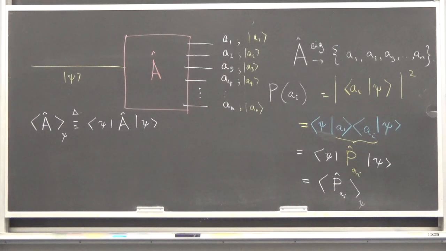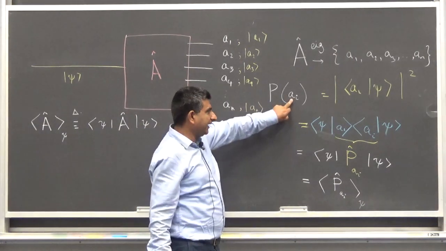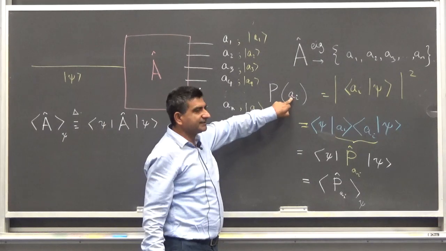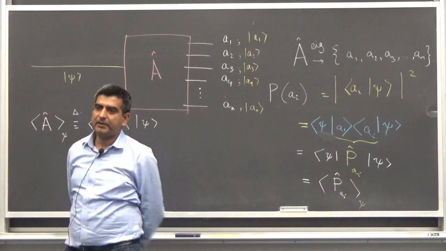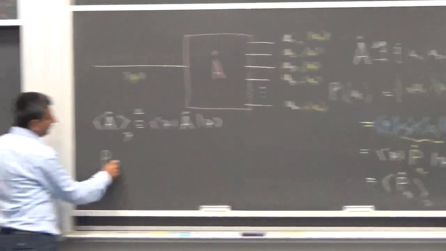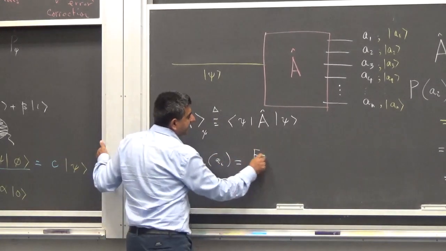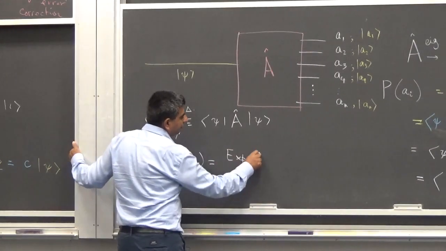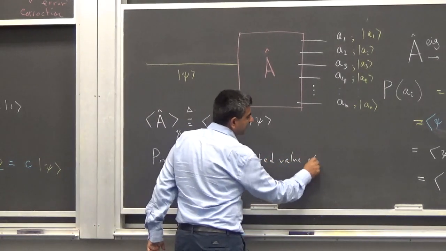All right. So this is the probability that we get AI. So the probability of getting a certain eigenvalue is the expectation value of the projector operator. I can write this down. The probability of getting some eigenvalue is the expectation value of a projection operator.